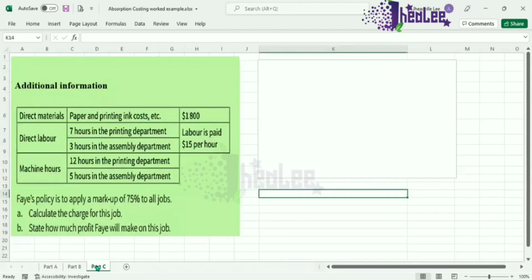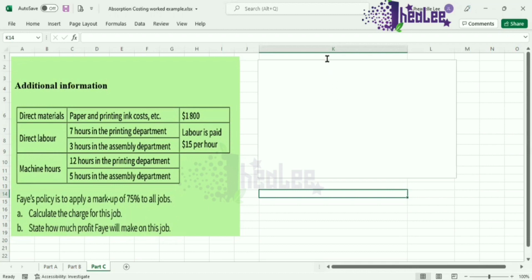Let us look at what we are required to do. Phase policy is to apply a markup of 75% to all jobs. So you're seeing the markup pricing coming out in this question as well. A: Calculate the charge for this job, and B: state how much profit FAE will make on this job.